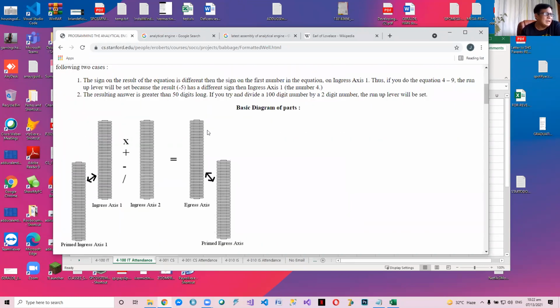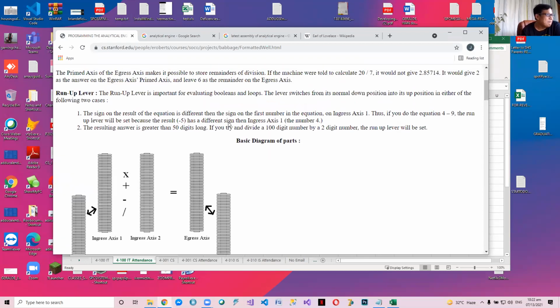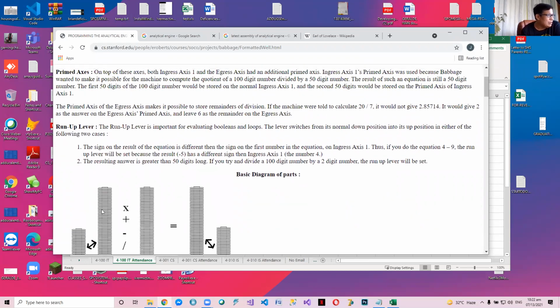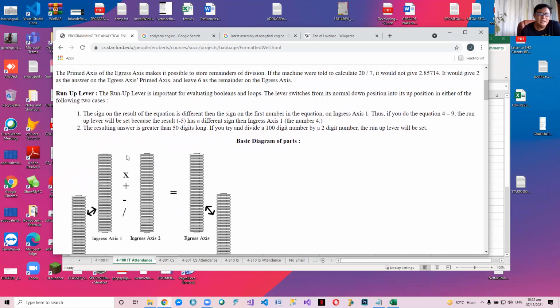So if you have a formula, formulas are binary, which means they can have two parameters. The sum of two numbers, the difference between two numbers. So these are run-up levers or wheels.